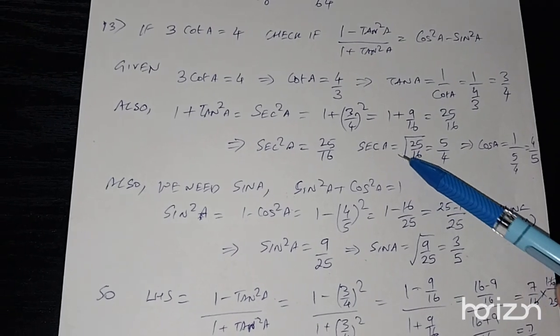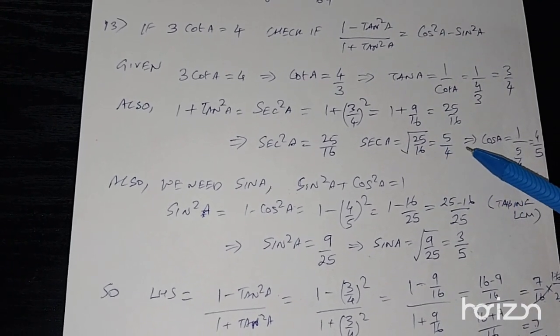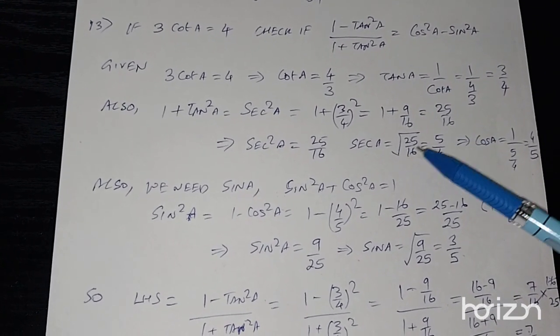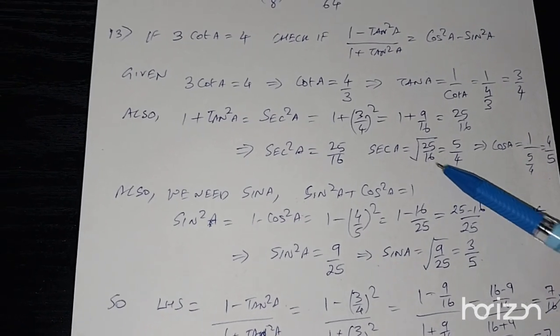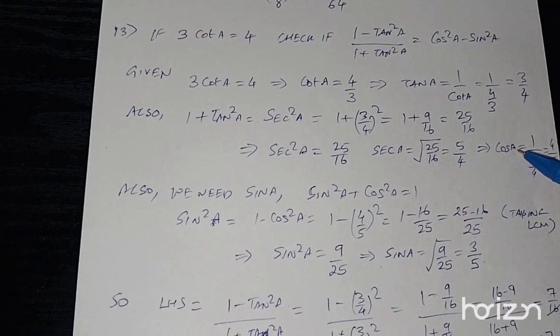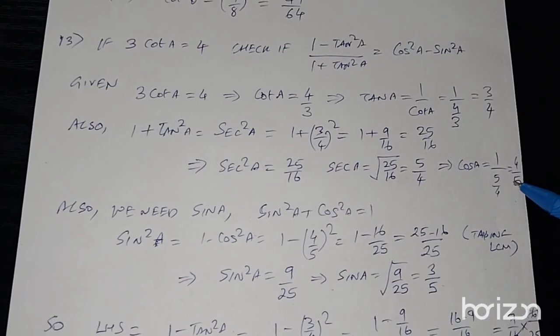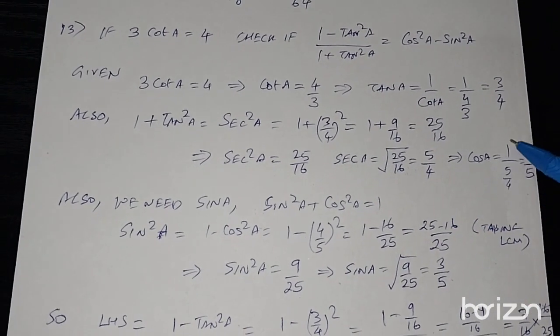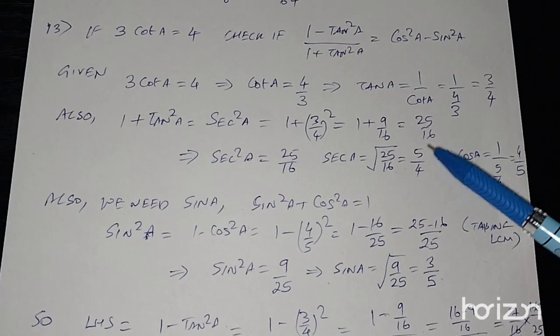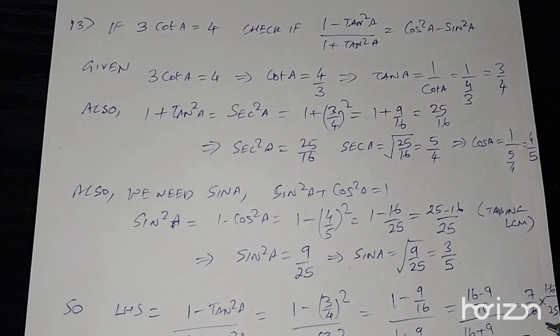So secant a is equal to root of 25 by 16, correct? So root of 25 is 5, root of 16 is 4. So cos a is equal to 1 over 5 by 4, that is 4 by 5. Why? Because cos a is nothing but 1 upon secant a. So secant a is 5 by 4, so we get 4 by 5 here.